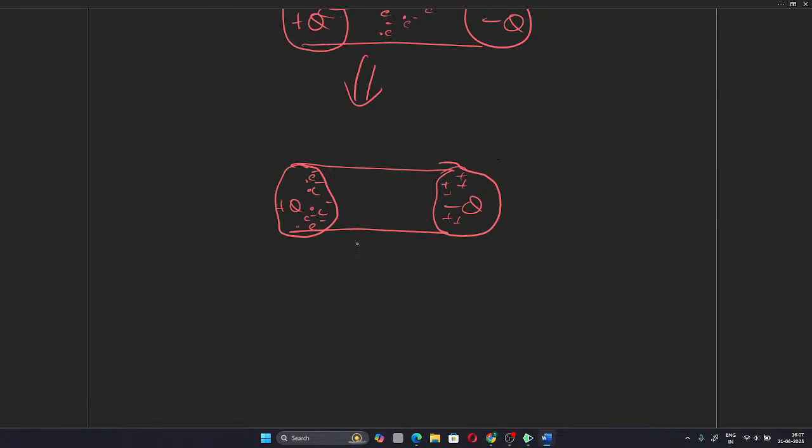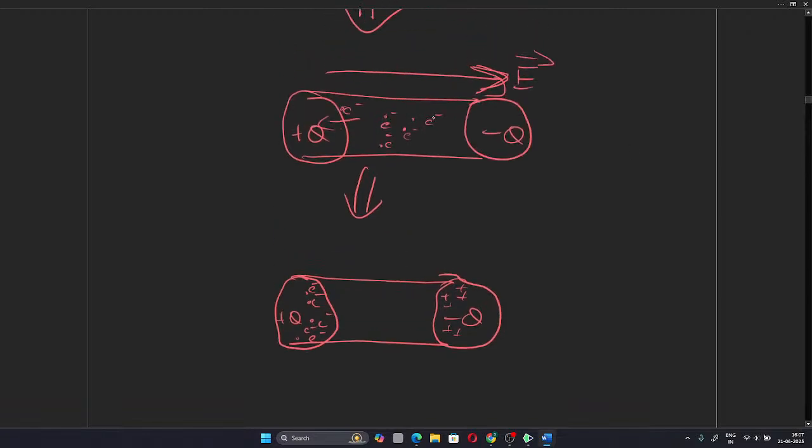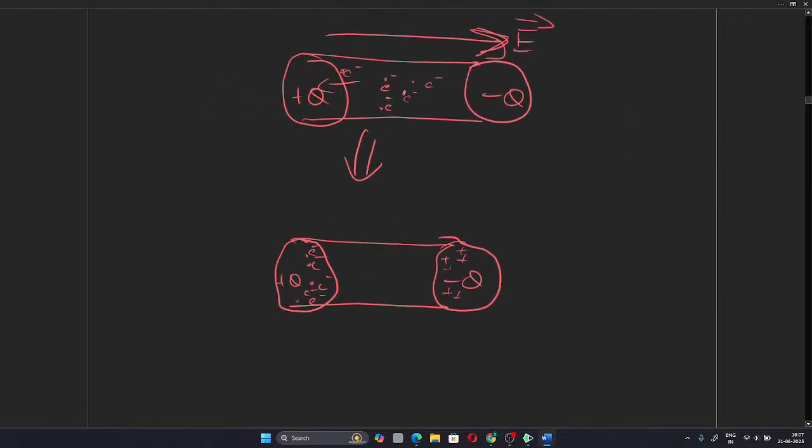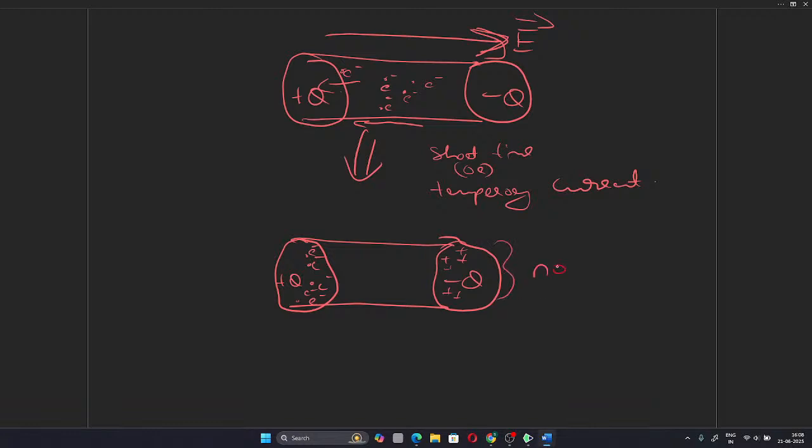This movement of electrons, because of the electric field, the short time where electrons move from one end of the conductor to the other, will create a short, temporary current. After all the electrons are concentrated over this side, there are no free electrons which are able to move to this side. There is no movement of electrons. So in this state, there is no current.